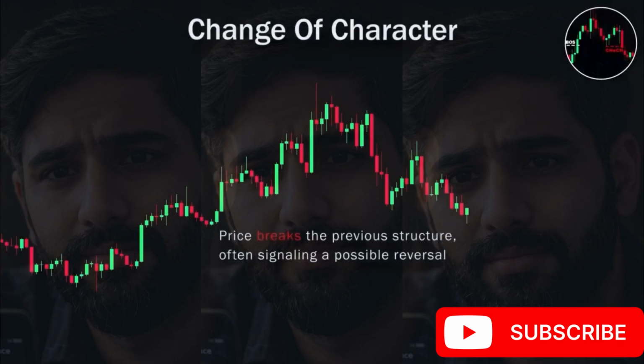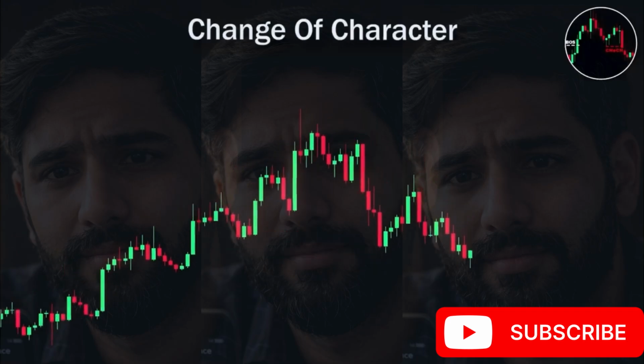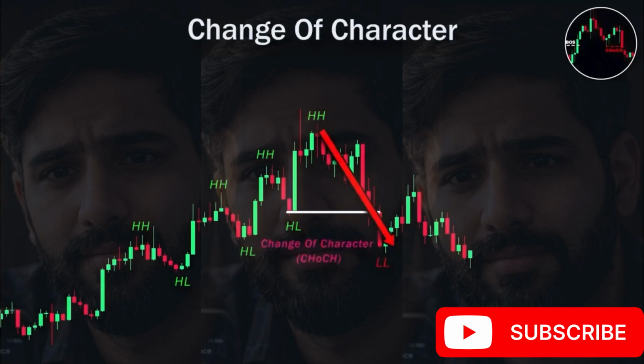It occurs when price breaks the previous structure during a trend, often signaling a reversal from that current trend. For example, if the price is forming higher highs and higher lows, then it breaks the previous lows forming lower lows. This is called a change of character.